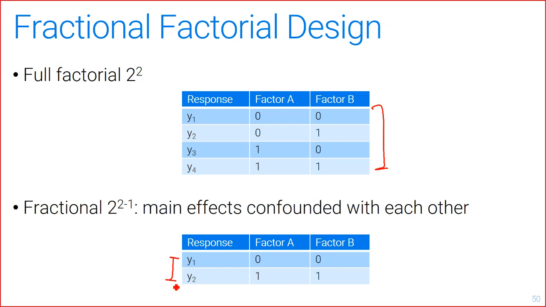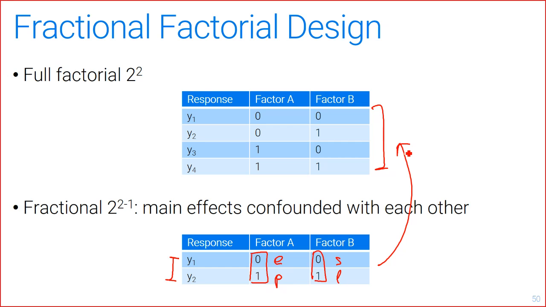There's no way of knowing whether that difference comes from the difference in factor A or the difference in factor B. So there's no way of knowing whether that difference is because of the difference between email and phone, or whether it's because of the difference between short and long messages. We can't. So this is a fractional design because it's only running a fraction of the full thing.